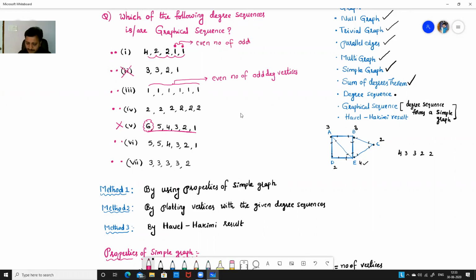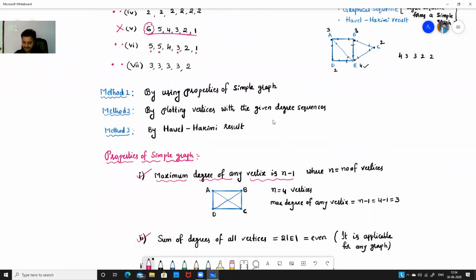Look at problem number 6. How many odd degree vertices are there? 1, 2, 3, 4. So there are 4. The number of odd degree vertices is even. Therefore, it is okay, we can accept it. Next, the 6th and 7th we can also accept. Therefore, by using the third property, I cannot eliminate any option.